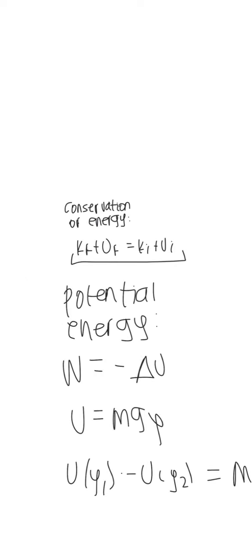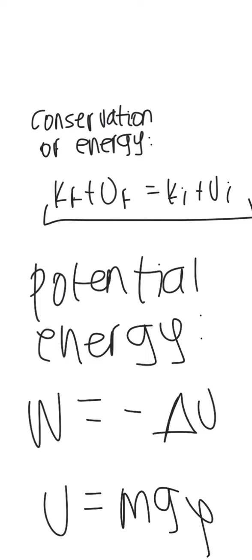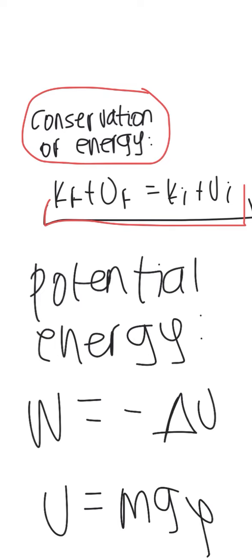There are two important concepts that we should know about energy and about work and energy. First is the topic of conservation of energy. And the equation that proves this is that K final plus U final is equal to K initial plus U initial. This shows that the energy is constant and it remains the same.